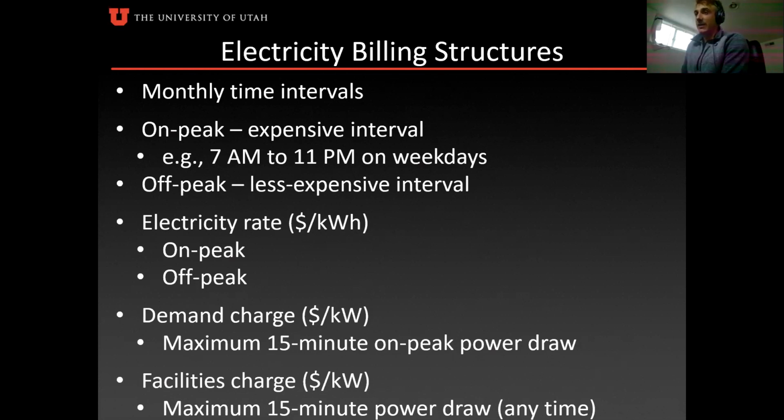And then this is also relevant when we're talking about demand charges. I'll get into more details on this, but demand is the maximum 15-minute power draw during on-peak hours for a bill. And a facilities charge is similar, but it's just the maximum power draw during any time interval. So these hit the major aspects of an electricity bill, and now I'll slowly get into how looking at 15-minute interval data can help us look at these different aspects of a bill.